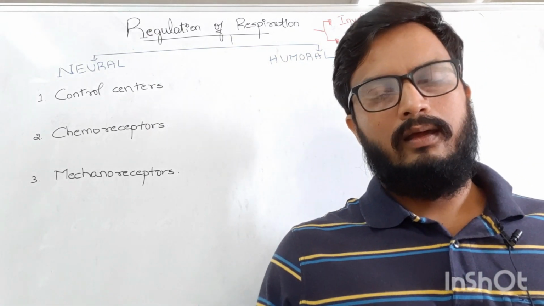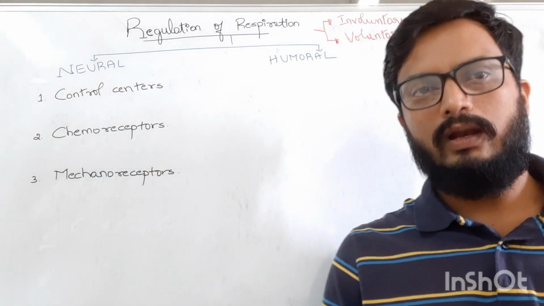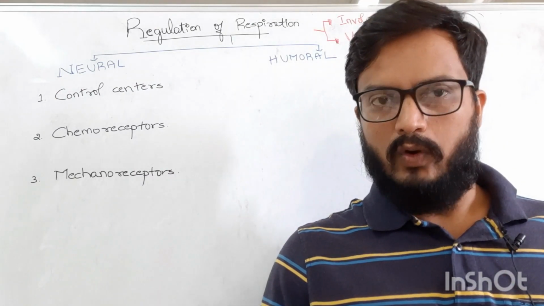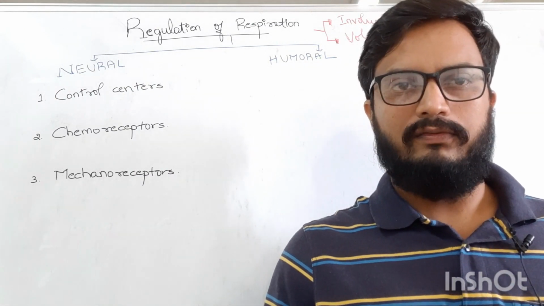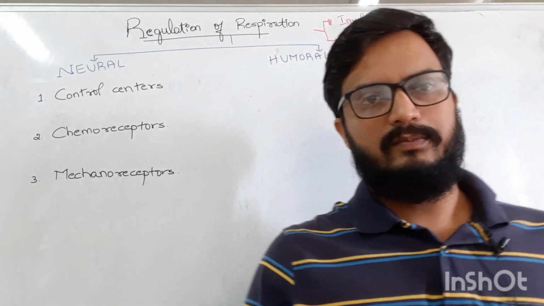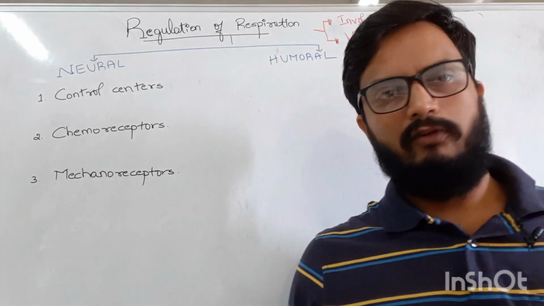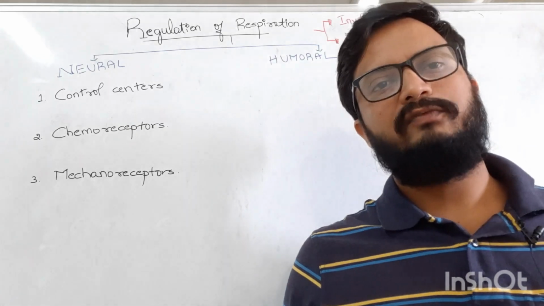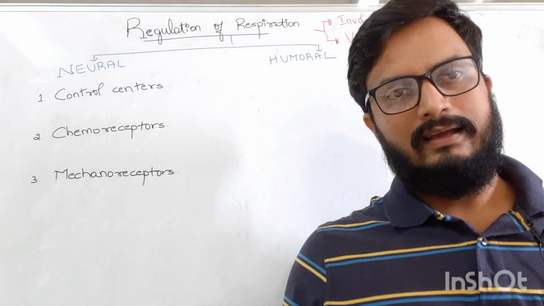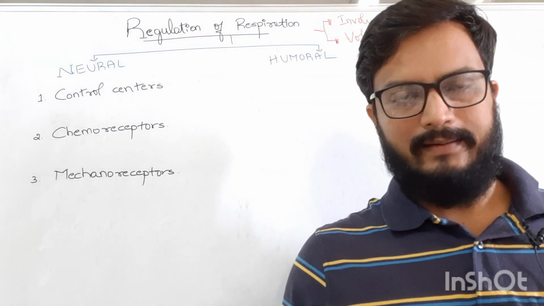The overall mechanisms can be classified as either the neural mechanisms, that is, the nervous system plays an important role here in the regulation of respiration, or the humoral mechanisms. Humoral mechanisms involve the different components that are dissolved in the blood or in the fluids, which are detected by some special receptors. Then it is taken to the higher centers where the regulation of respiration is seen.